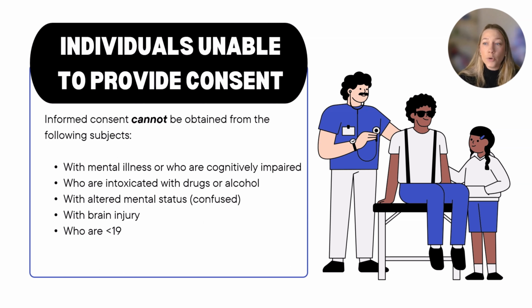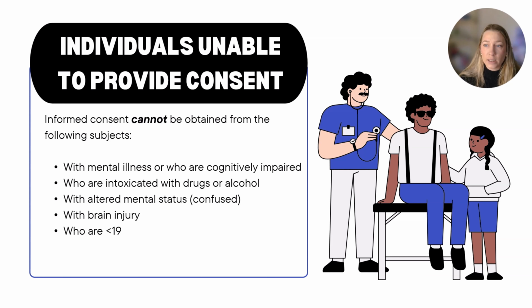So let's discuss who can't legally or ethically give informed consent. We mentioned children, but there are several key groups that include individuals with mental illness or cognitive impairment, individuals that are intoxicated by drugs or alcohol, individuals with altered mental status like confusion or brain injury, and anyone under the age of 19. So these individuals either lack decision-making capacity or they aren't considered legally competent to consent.